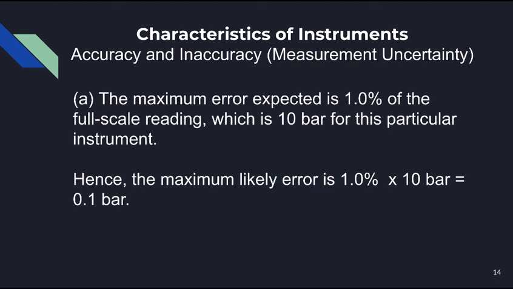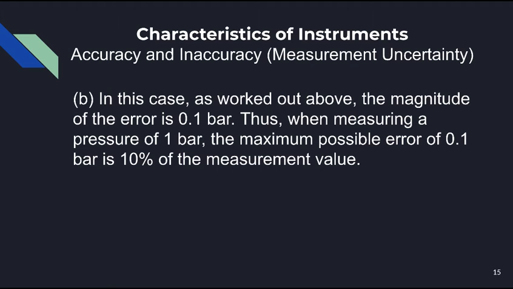The maximum error expected is 1% of the full-scale reading, which is 10 bar for this particular instrument. So hence, the maximum likely error is 1% of 10 bar, or 0.1 bar. So as worked out above, the magnitude of the error is 0.1 bar. Thus, when measuring a pressure of 1 bar, the maximum possible error of 0.1 is 10% of the measurement value.